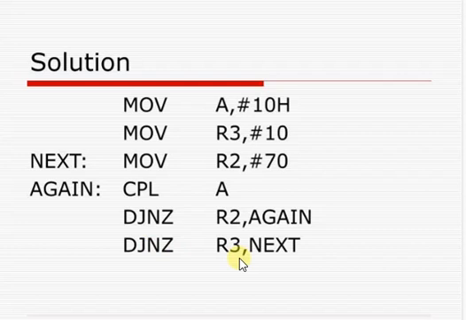DJNZ R3, next, this will also be executed. Total 7 into 10, that is 700 times. Why? Because the loop for R2 means 70 times, then R3 means 10 times. 70 into 10, that is 700 times. Like this, any number of times we can use this loop instruction.